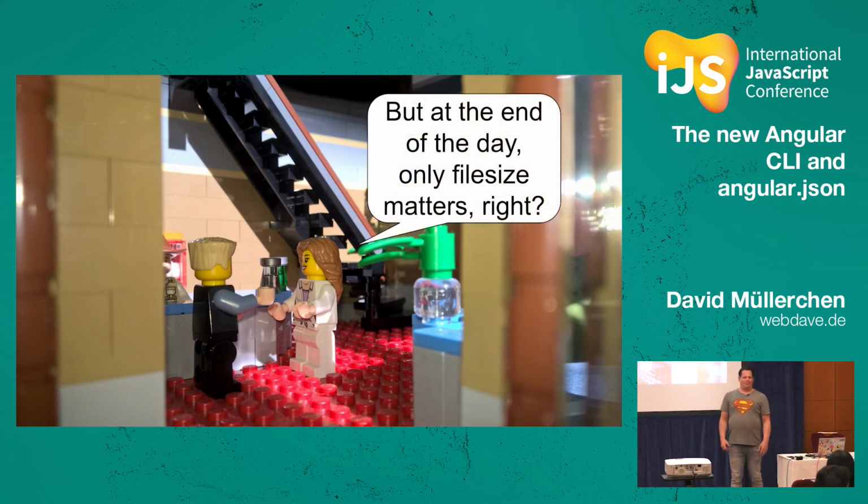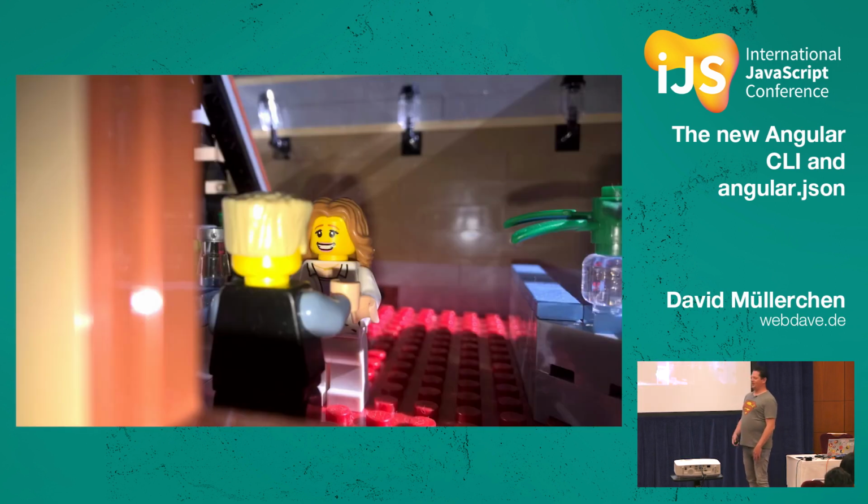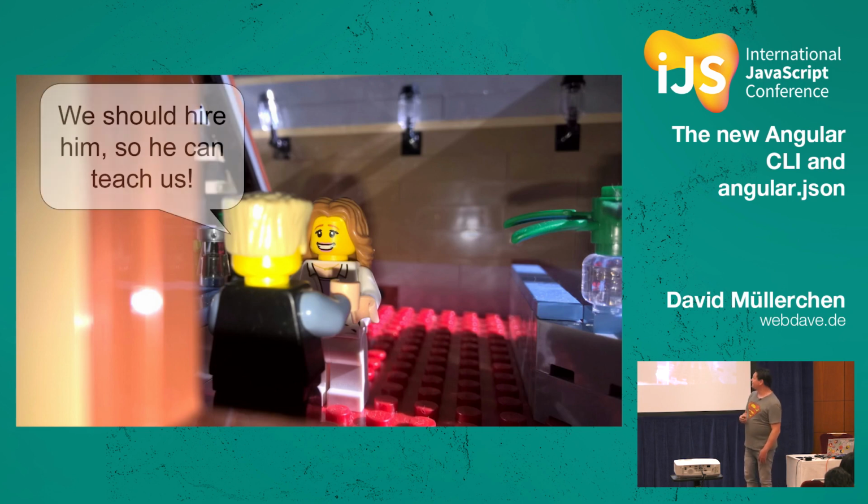But at the end of the day, only file size matters. You don't want to ship megabytes of data to the server, and have the client download them and wait 18 seconds for the first view and so on. And he also knows how to tree shake and AOT. Do you know tree shaking and AOT? Tree shaking means eliminating all the dead code, and AOT compiles it beforehand and ships it pre-compiled. It's something which is provided by Angular.